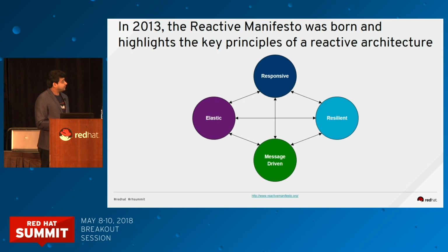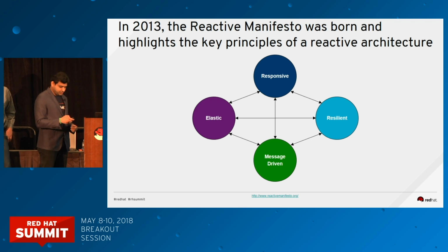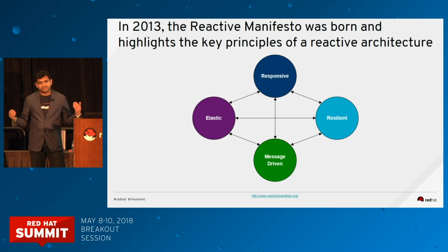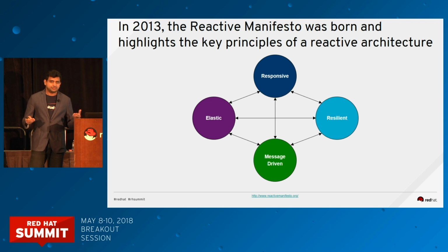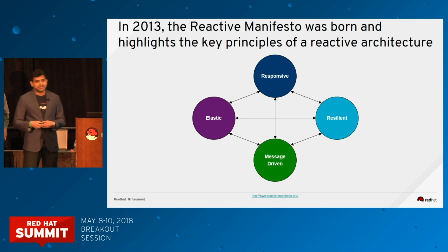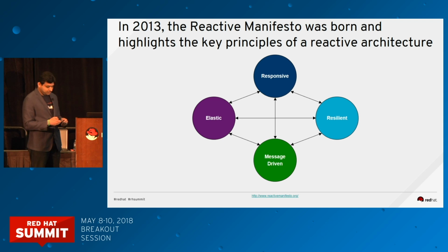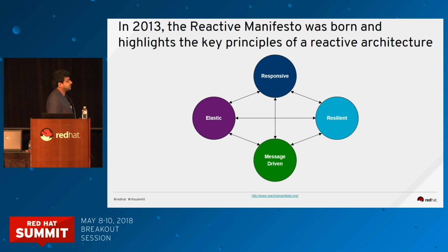All right, moving on. So in 2013, the Reactive Manifesto was born. Basically, this was multiple organizations from different domains coming together to identify a pattern to build better software that would meet the modern requirements, right? So this is what they came up with: responsive, resilient, message-driven, and elastic.